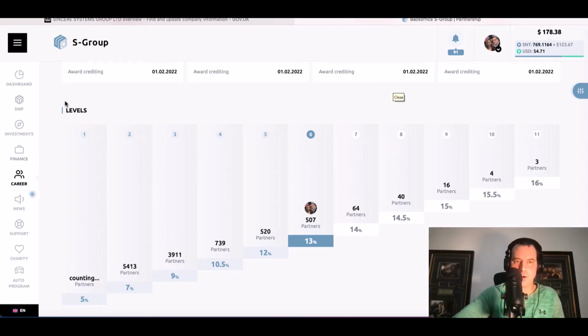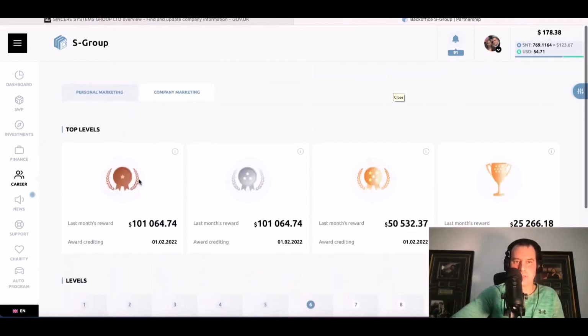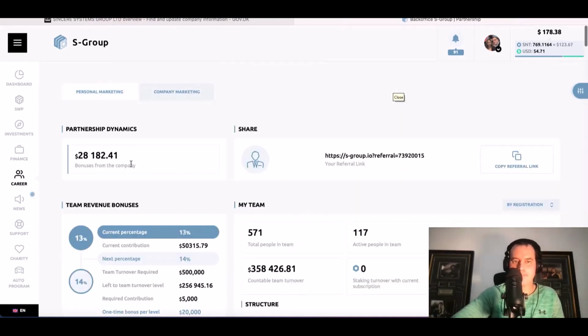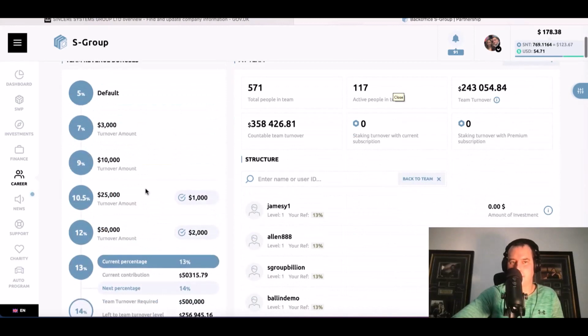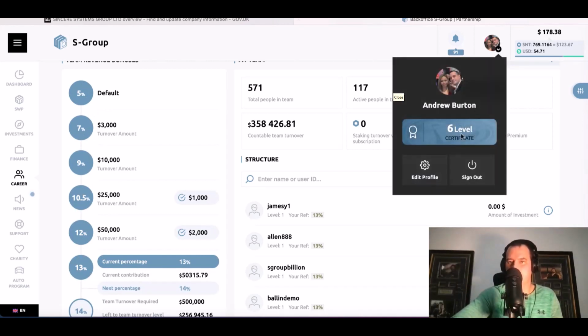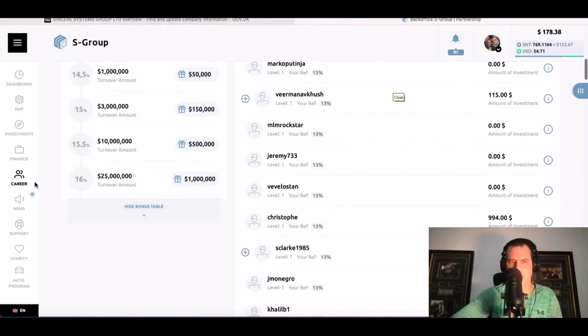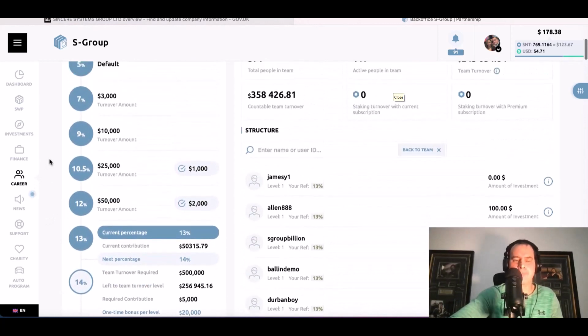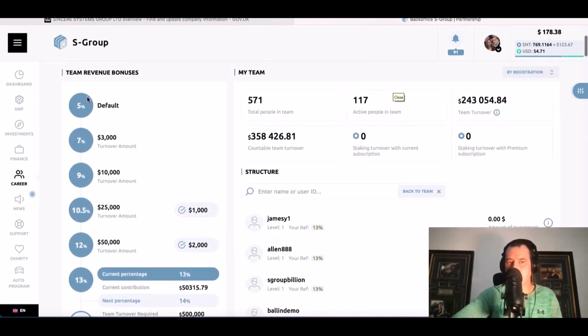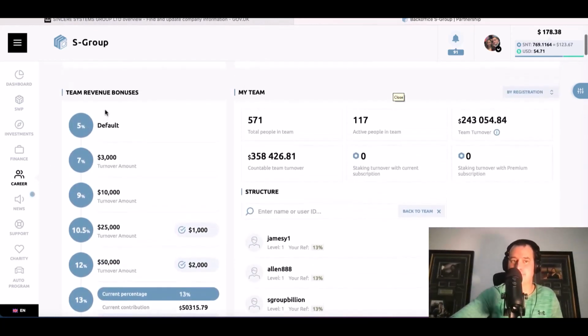So I'm going to open up the comp plan here. My comp plan looks a little different because I've completed all these levels in the company, guys. As you'll see in my account, I'm a level 6, okay? The company goes to level 12, I believe. I believe that's a level 12 or 11 or something like that. So I started at 5% commissions, okay?